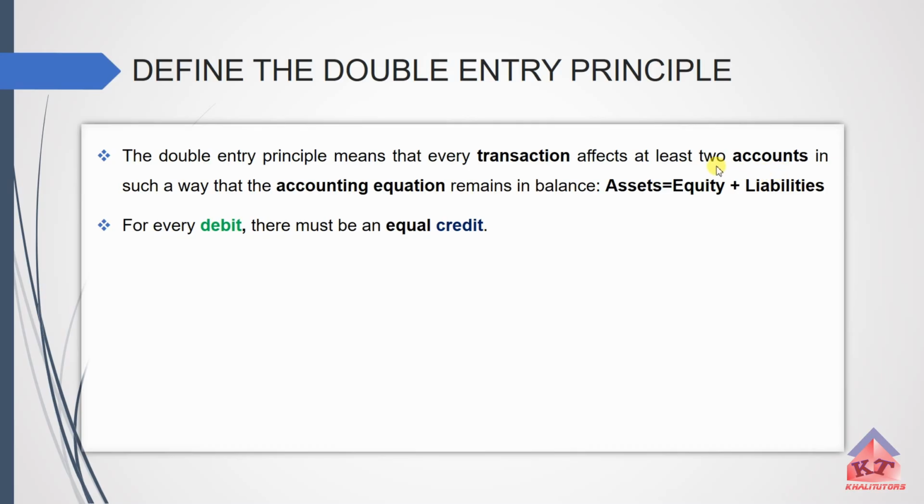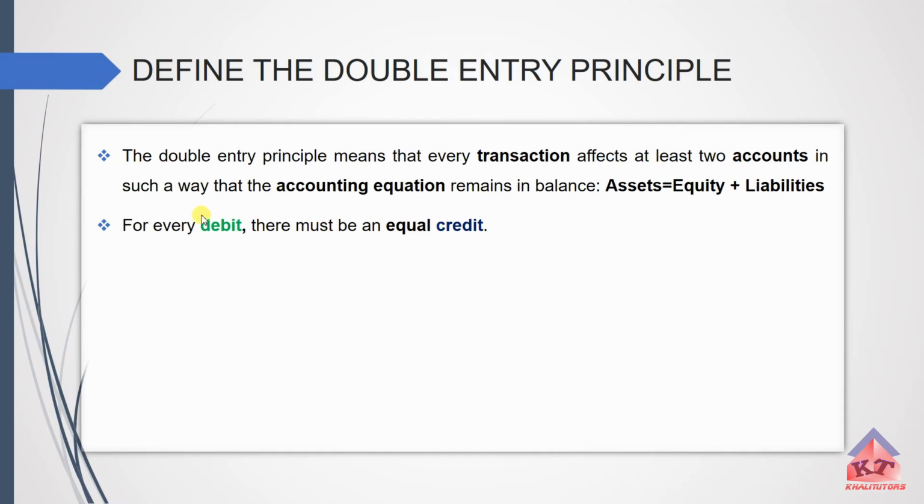Okay, remember, accounts can be viewed as folders. Think of accounts as folders for a particular item. It could be a folder that keeps information about the increases and decreases of an asset or a liability or equity or income or even expenses, but it is basically a folder. So if we say it affects at least two folders, what do we mean? Okay, I'll explain that by means of example.